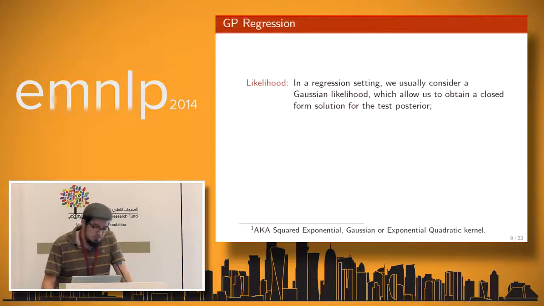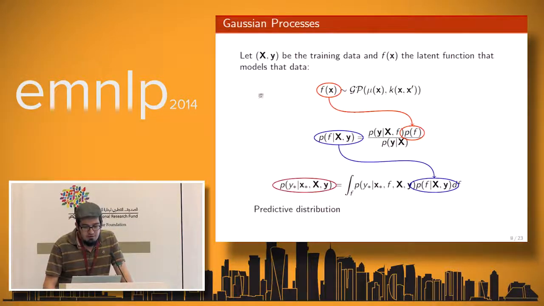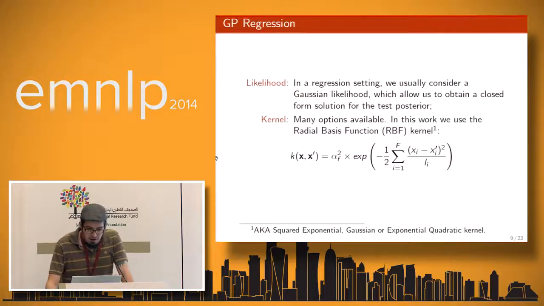So in this setting, which is a regression setting, we consider a Gaussian likelihood. The main reason why we do that is because everything here turns into a Gaussian distribution, so all the formulas, the integrals here, become analytically available. We have a closed form solution for all this, and so we don't need any kind of approximations. And for the kernel, there are many options available, and we're going to use the radial basis function kernel, which is a standard kernel for Gaussian process modeling.